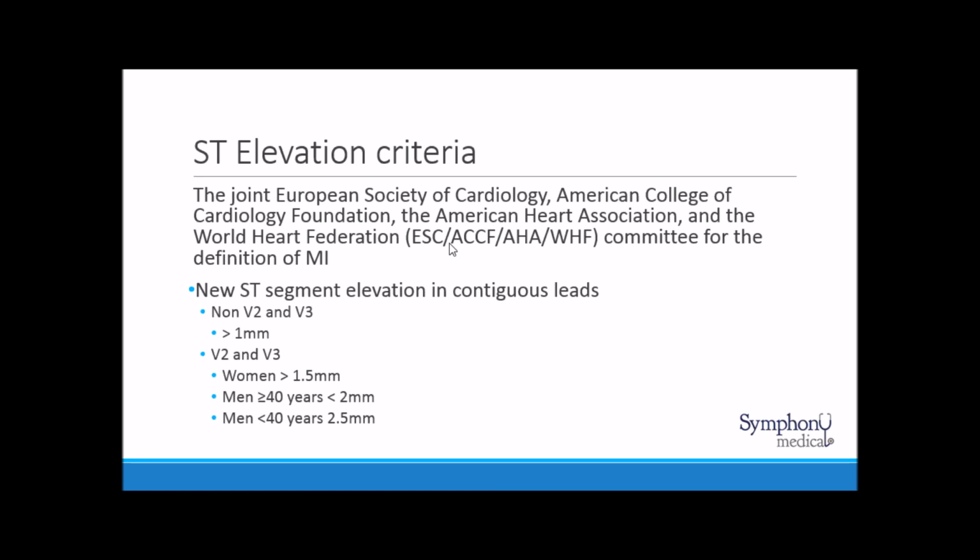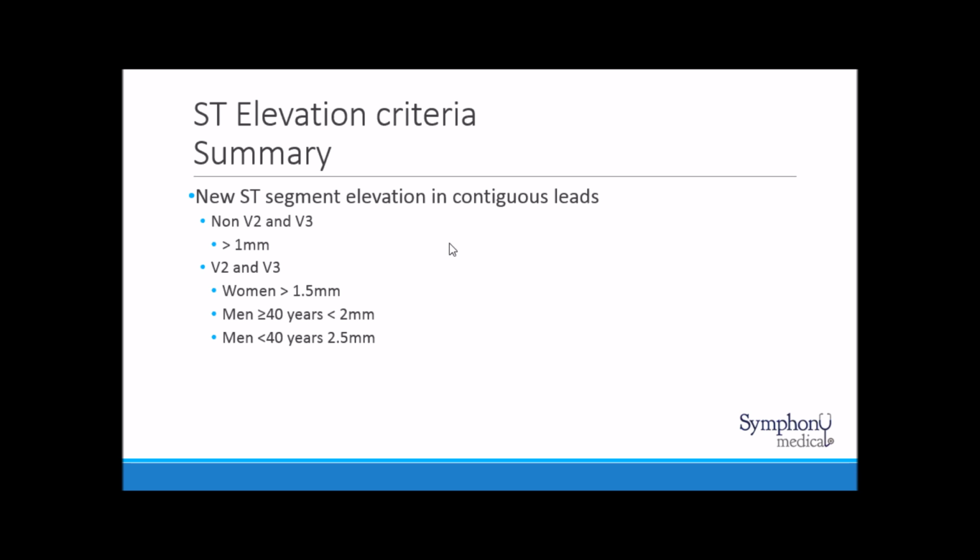Number 2, in any leads other than V2 and V3, if it's more than 1 millimeter, that's significant. If it's in V2 and V3, then you have to play by a different set of rules. Okay? And it's a little more complicated. In women, it has to be more than 1.5. In men greater than 40, it should be more than 2. And in men less than 40, it needs to be more than 2.5 millimeters. And that's because we need to have a lower index of suspicion for women and a higher index of suspicion for younger men. Okay? So I would memorize that because you'll need to know what is significant and what is not significant.